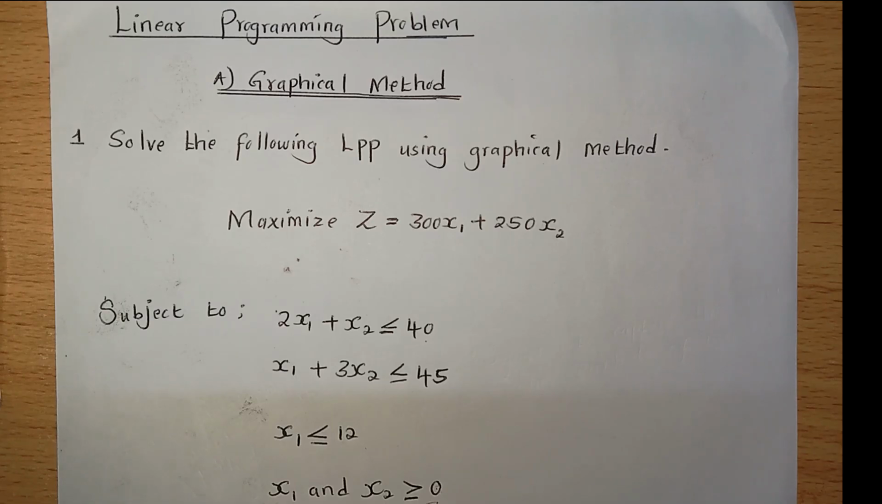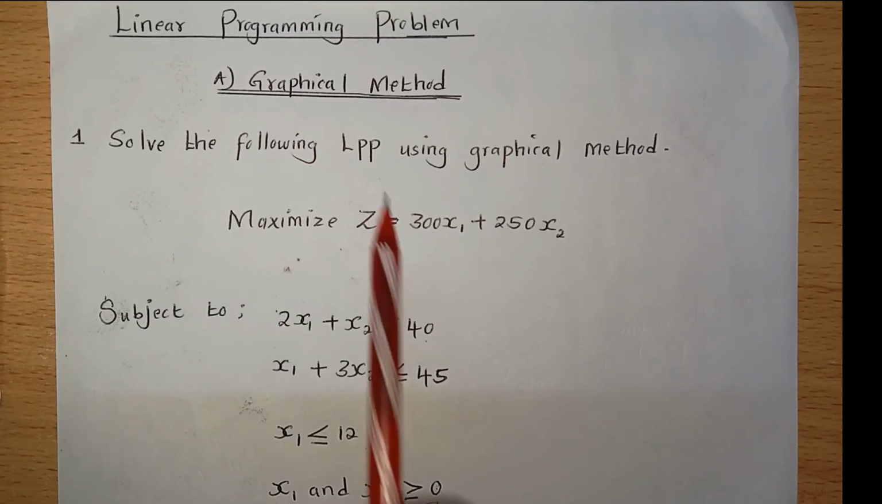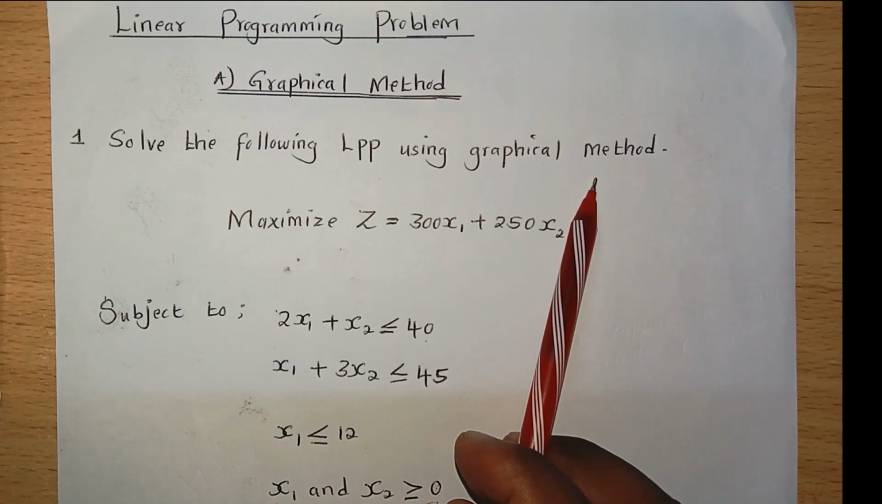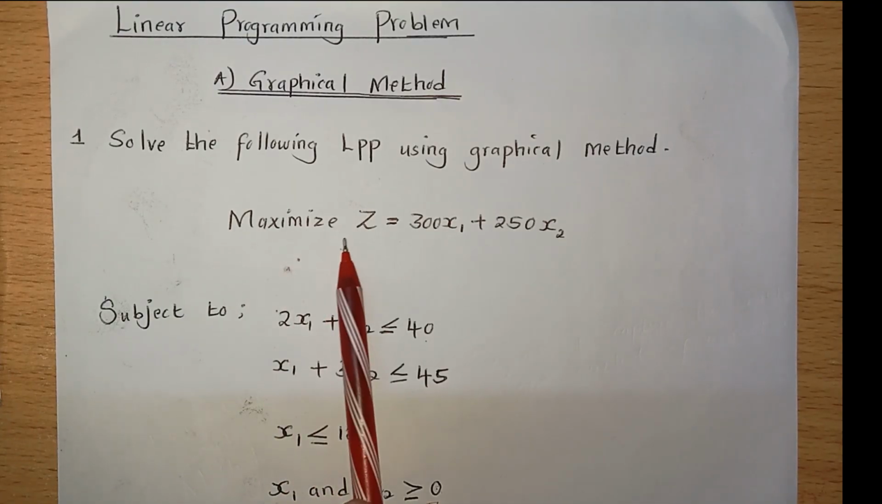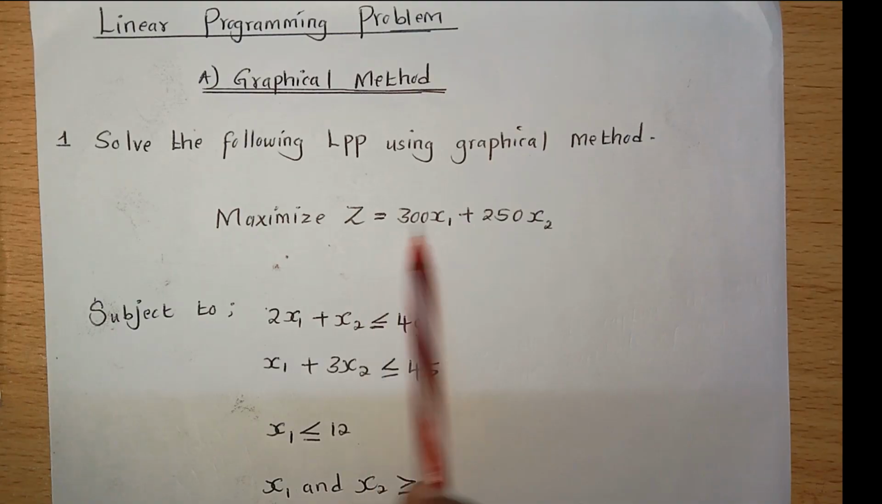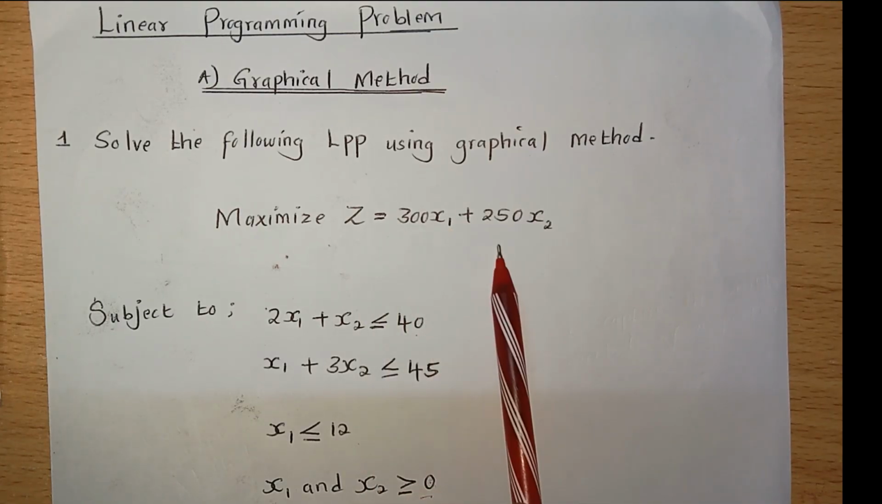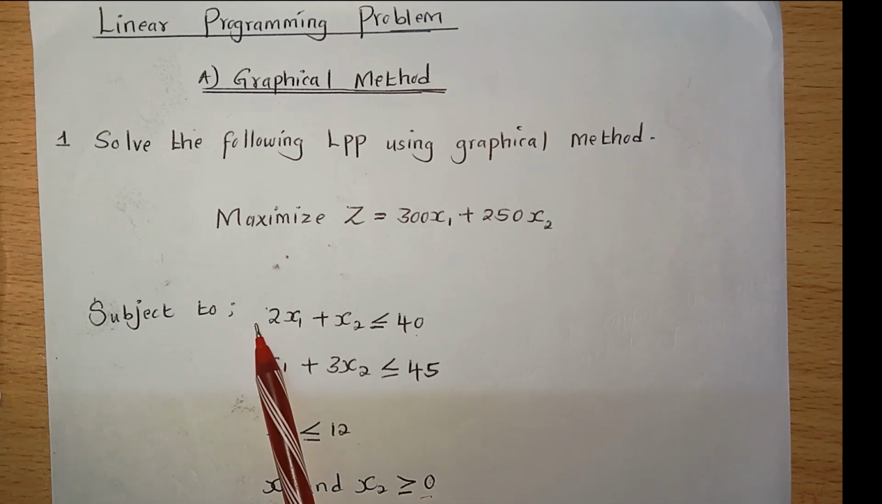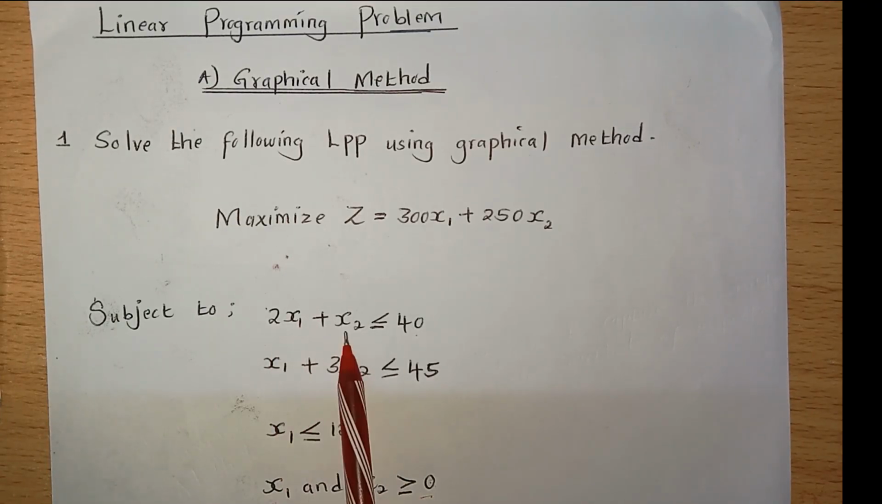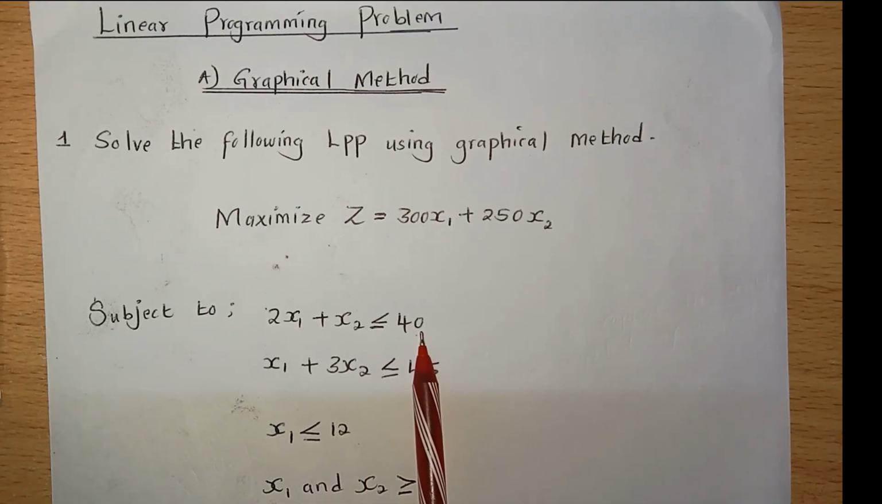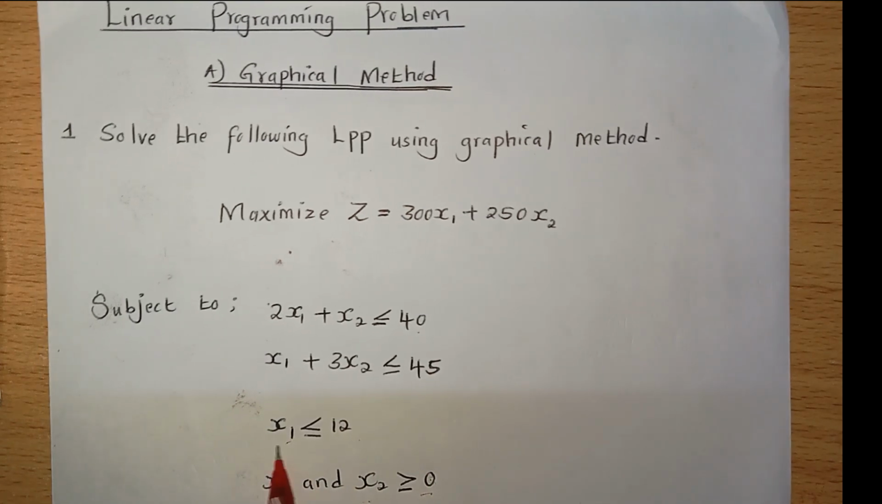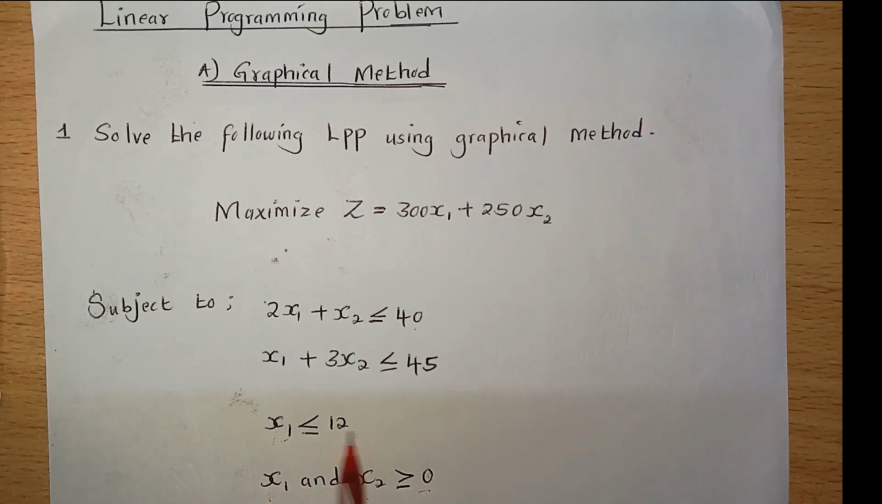We are asked to solve the following linear programming problem using the graphical method, and this is the objective function: maximize z equals 300x1 plus 250x2, subject to these constraints. The first constraint says 2x1 plus x2 is less than or equal to 40. The second constraint, x1 plus 3x2 is less than or equal to 45. The third constraint is x1 less than or equal to 12.